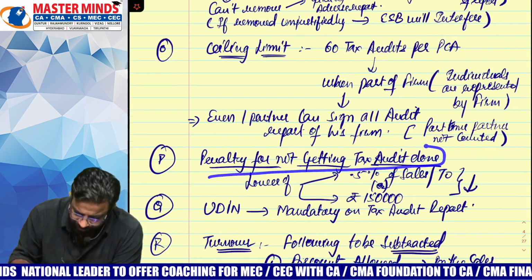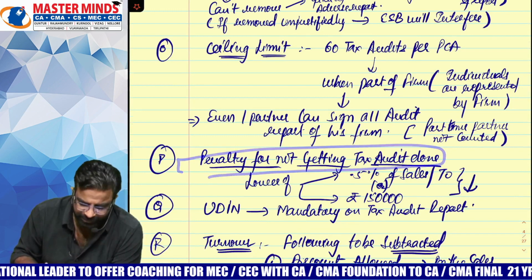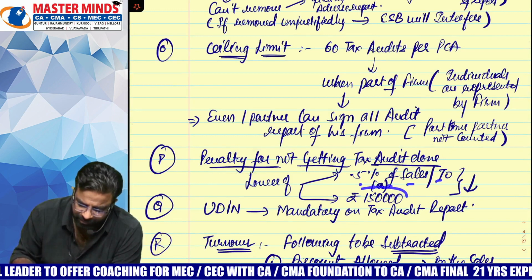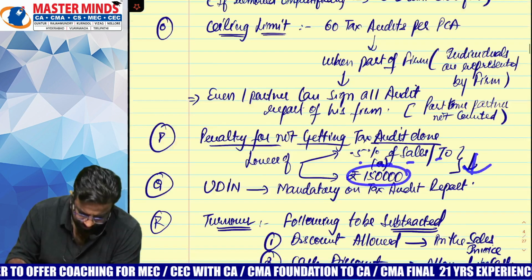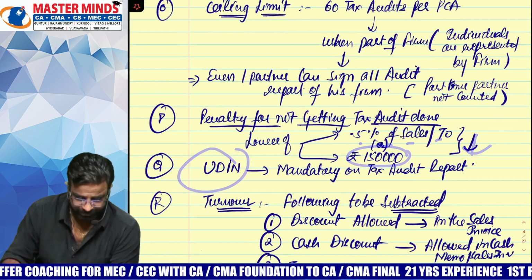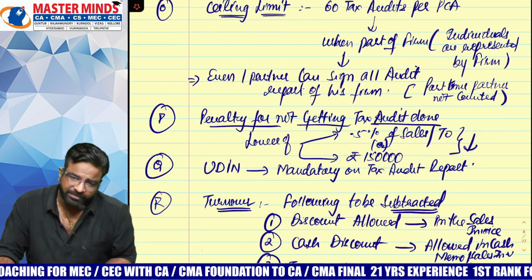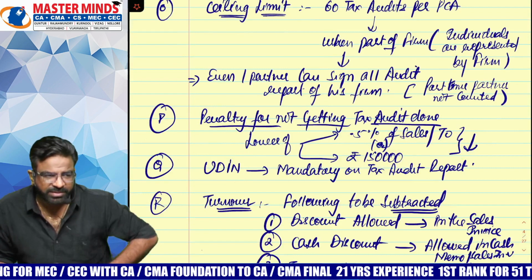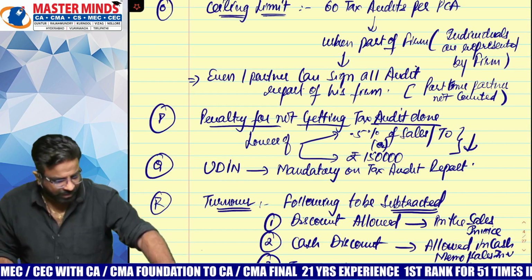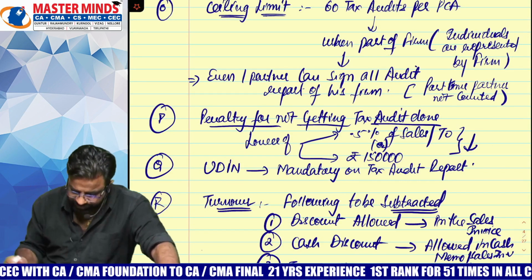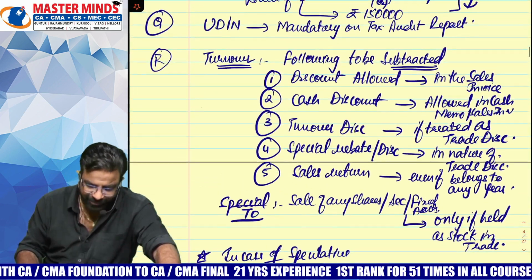Penalty for not getting the tax audit done on time. What is the penalty? 0.5% of the turnover or 1,50,000, whichever is lower. Is UDIN mandatory in which audit report? Sure, the tax audit also needs a UDIN. Yes, Unique Document Identification Number. Next one, turnover. What is the definition of turnover?